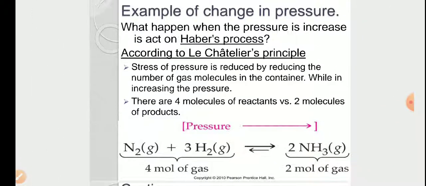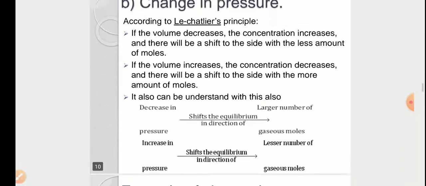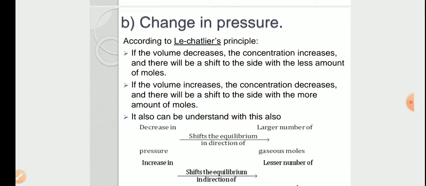So here the volume decreases. If you consider the reactant, the volume is 4, and on the right hand side, in the product, the volume decreases. So if you increase the pressure, that means the volume will be reduced. So if you increase the pressure, then nitrogen and hydrogen will try to decrease the pressure, and this leads to the formation of ammonia.